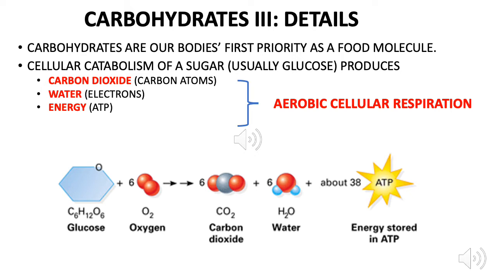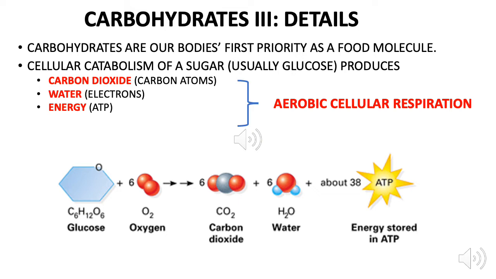Carbohydrates, as far as humans go, are our body's first priority as a food molecule. You might want to underline food molecule and remind yourself that a food molecule contains stored energy, and that energy can be quantified or measured as calories. Now, I'm not going to get into the actual quantity of what a calorie is, but make sure that you equate that word calorie with energy stored in a food molecule. If we are presented with an opportunity to extract energy from a carbohydrate, from a fat, from a protein, we will extract that energy from the carbohydrate first.